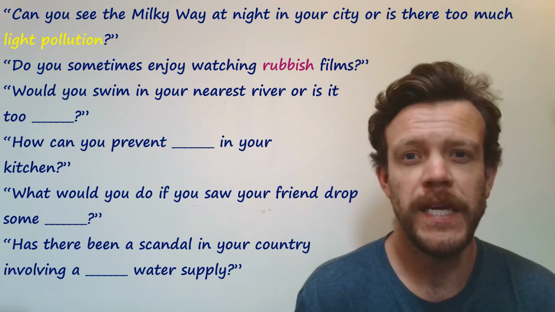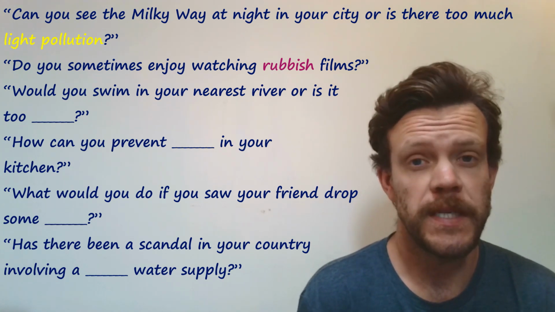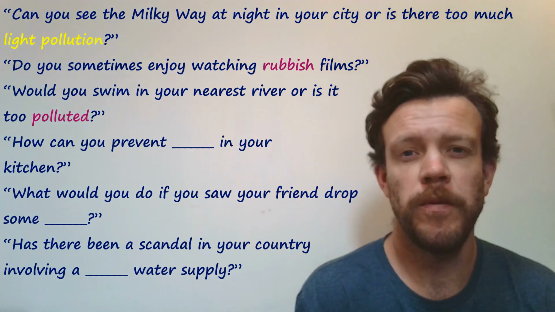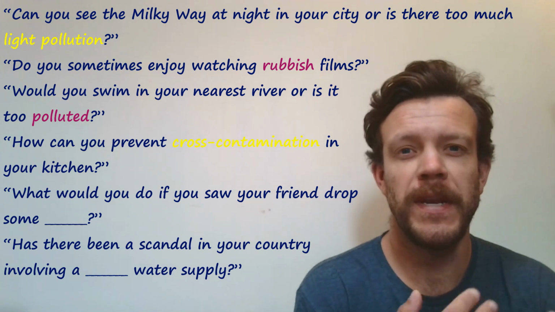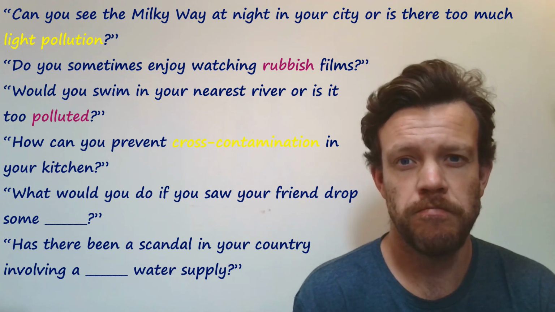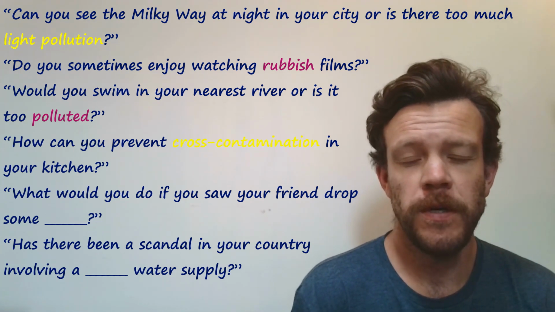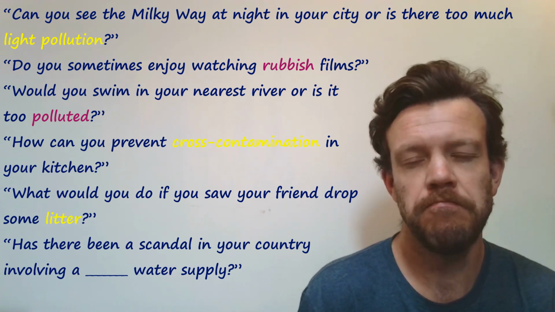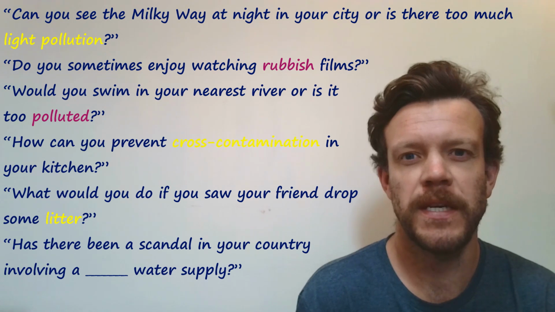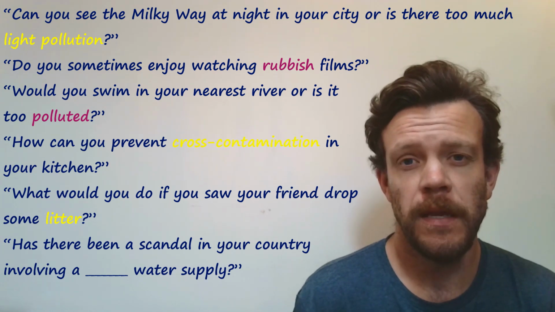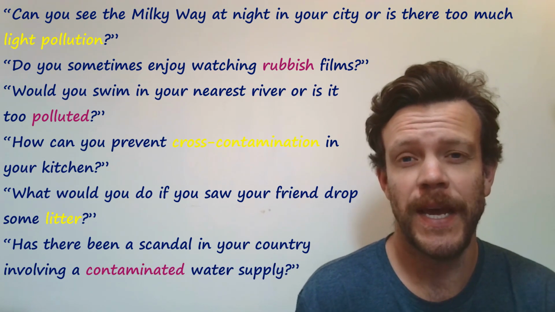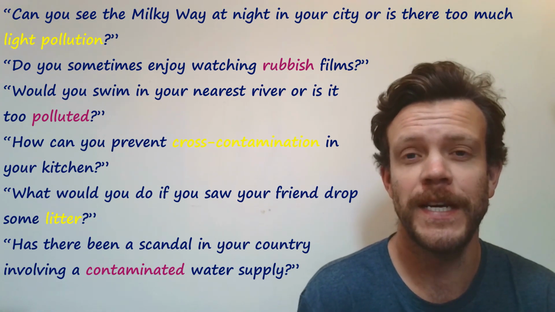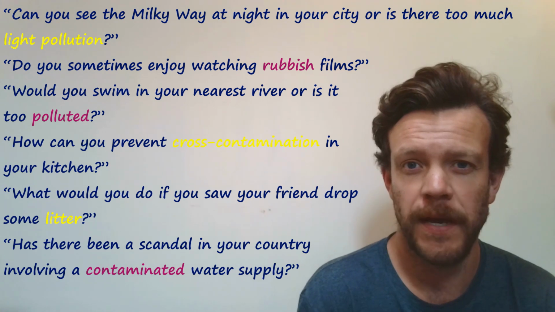Would you swim in your nearest river, or is it too polluted? Next one, how can you prevent cross-contamination in the kitchen? What would you do if you saw your friend drop some litter in the park? You could also say rubbish, but litter is better. And finally, has there been a scandal in your country, like Flint, Michigan, involving a contaminated water supply?